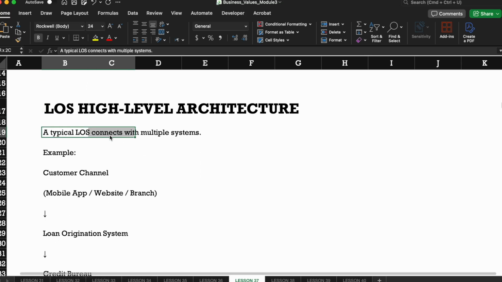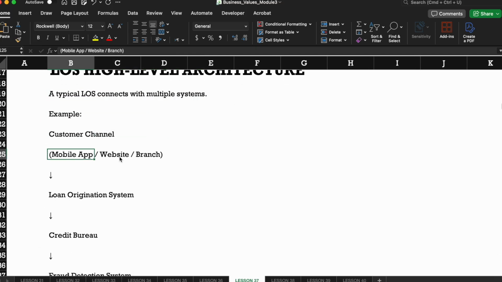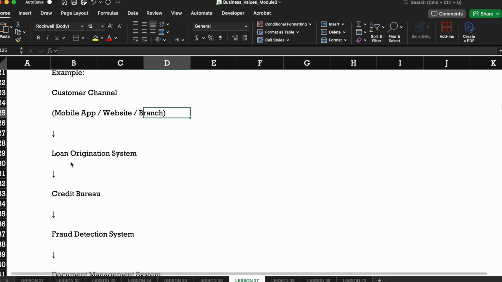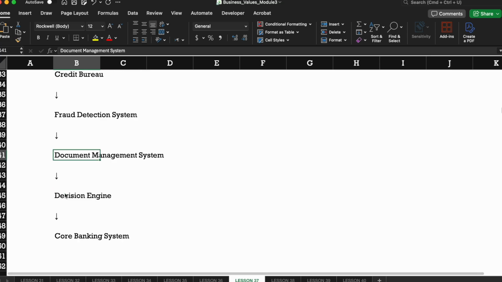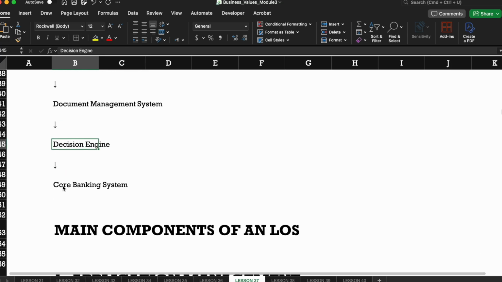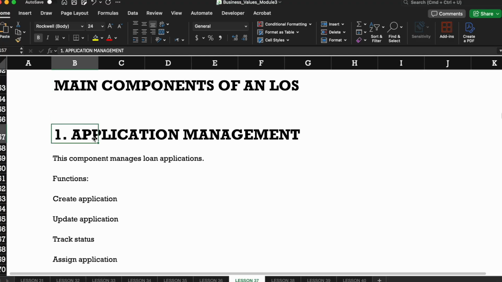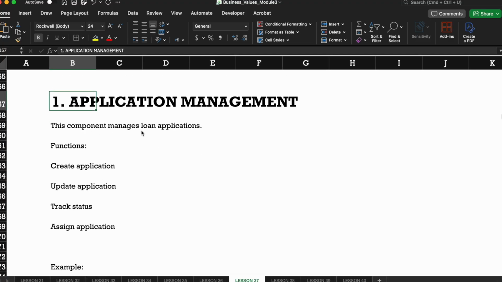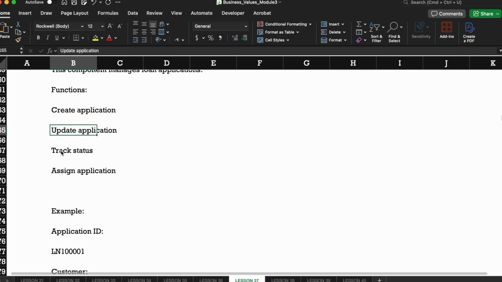A typical LOS connects with multiple systems: customer channel, mobile app, website, branch, loan origination system, credit bureau, fraud detection system, document management system, decision engine, core banking system. Main component of an LOS: application management. This component manages the loan application functions like create application, update application, track status, assign application.